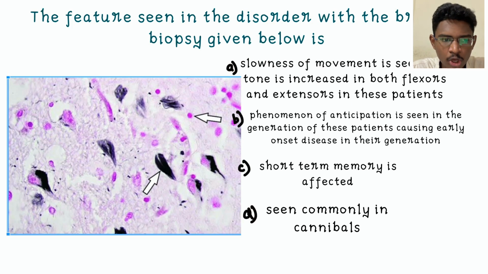So the next question: the features seen in the disorder with the brain biopsy given below is: option A, slowness of movement is seen in this disease and tone is increased in flexors as well as extensors. B, phenomenon of anticipation is seen in the generations of the people characterizing this disease. C, short-term memory is affected. And D, seen commonly in cannibals.